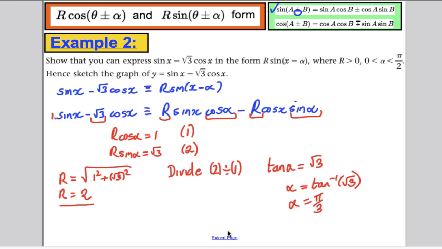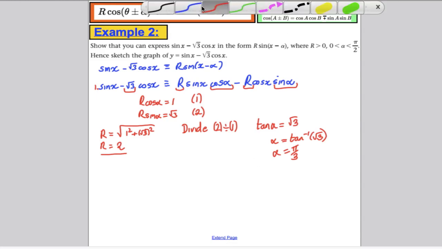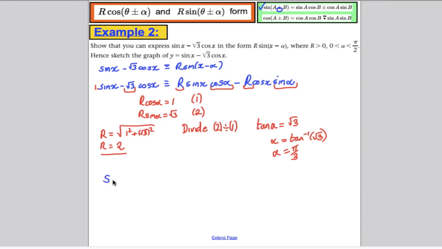So what's our final answer? Our final answer is that sine x subtract root 3 cos x is actually the same thing as 2 sine(x subtract pi by 3), because we've got r being 2.